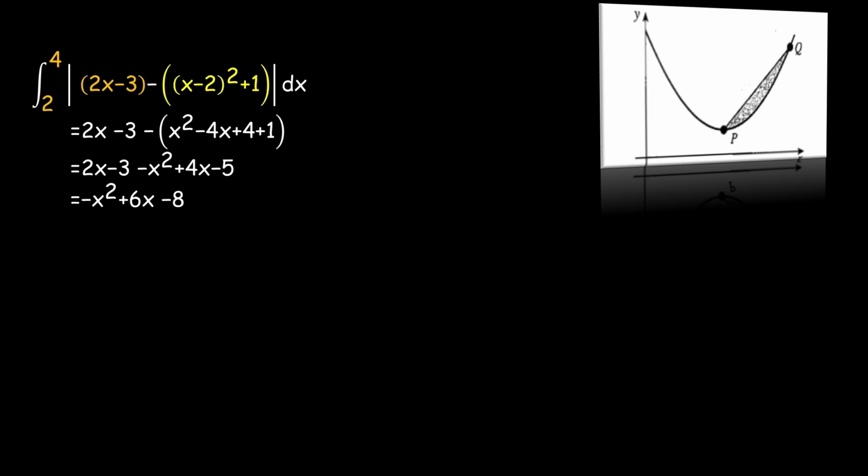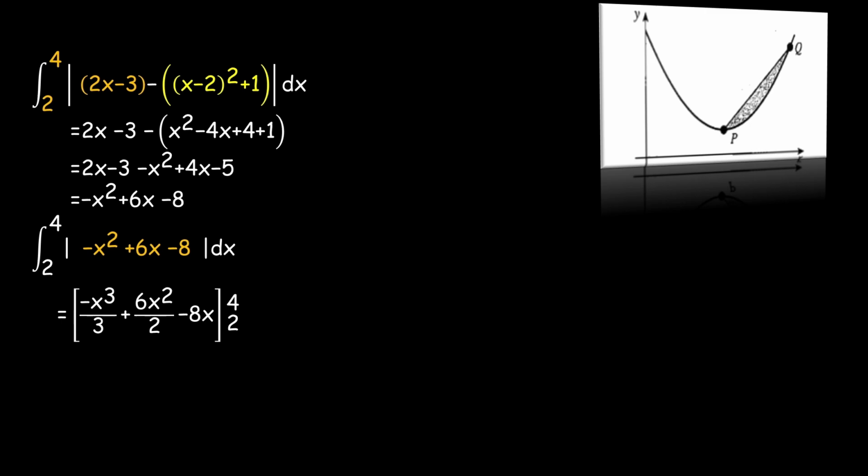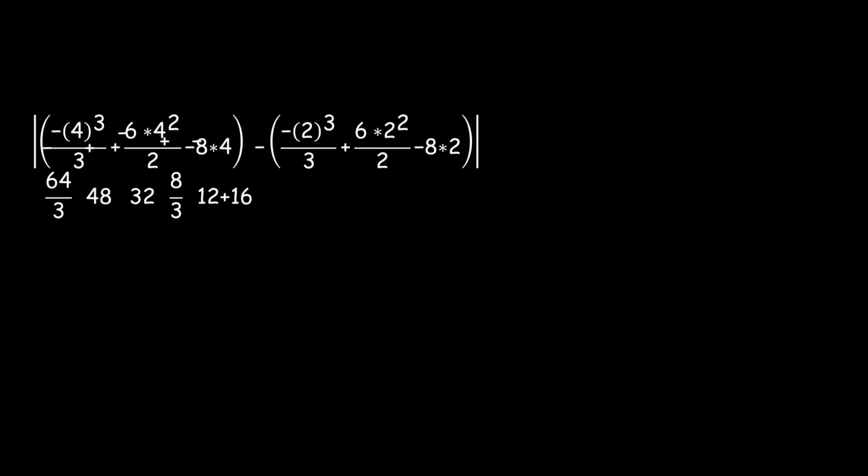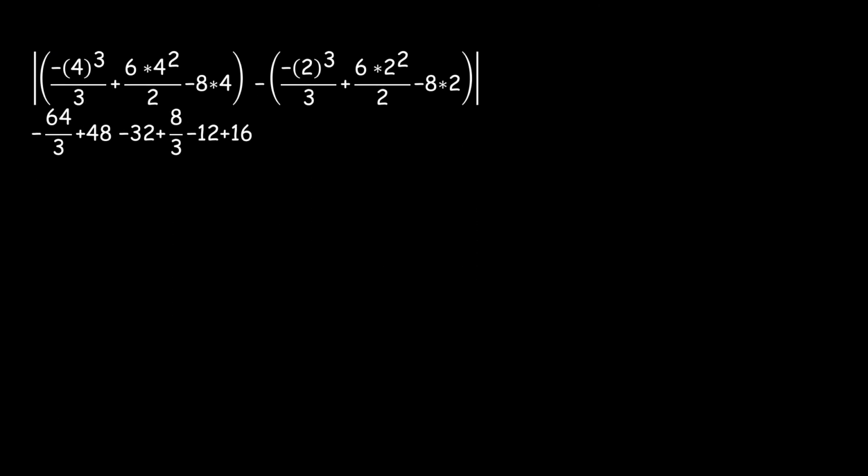Okay, integrating this is actually easy. So we would have negative x cubed over 3 plus 6x squared over 2 minus 8x, from 2 to 4. Okay, we'll substitute the values of 4 and 2, simplify them with the calculator, then subtract, and we should be able to get our answer at the end of the day.